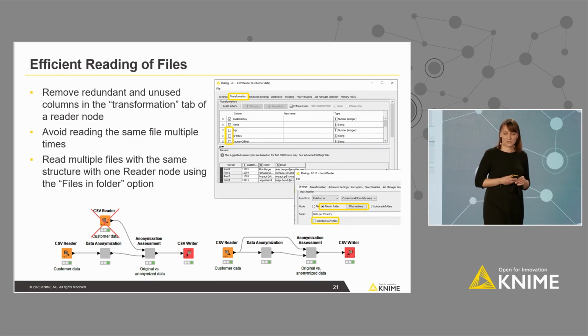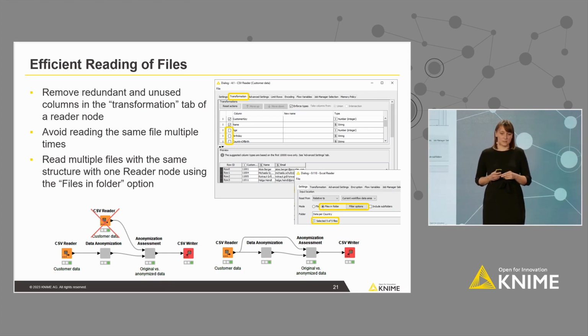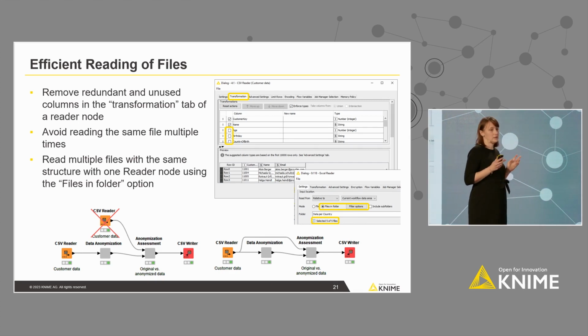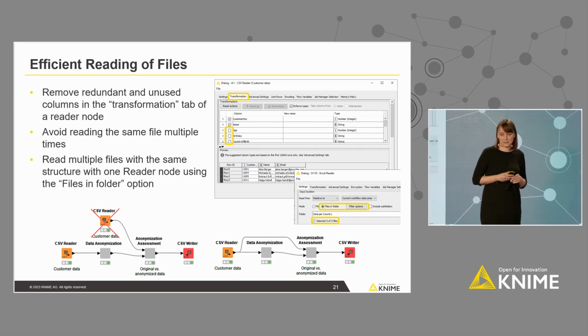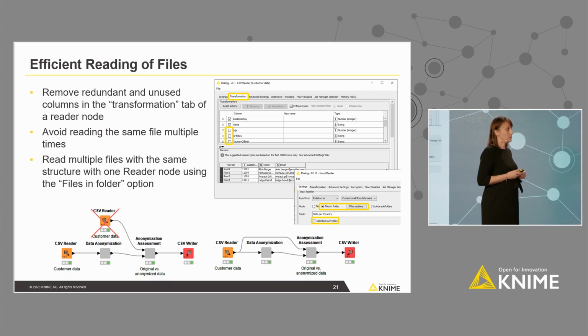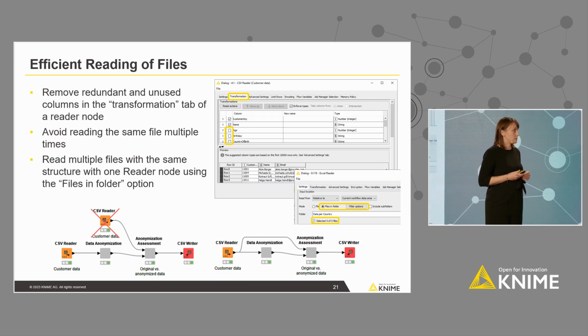So let's get started with efficient reading of files. And here I have 3 examples. Something that you should maybe take into account when reading a data set. Make sure that you remove columns that you don't need at the very beginning. And if you look into our different readers that we have, the CSV reader, the Excel reader, for example, the file reader, they all have this transformation tab in the configuration. And there you can already select or unselect columns that you simply don't need. Maybe they are empty, there are some missing values, maybe they have some constant values that you don't want to keep.